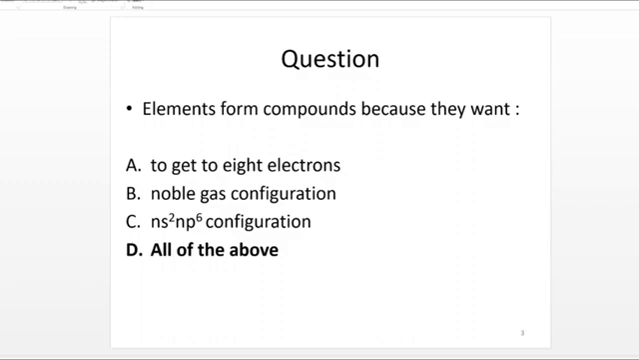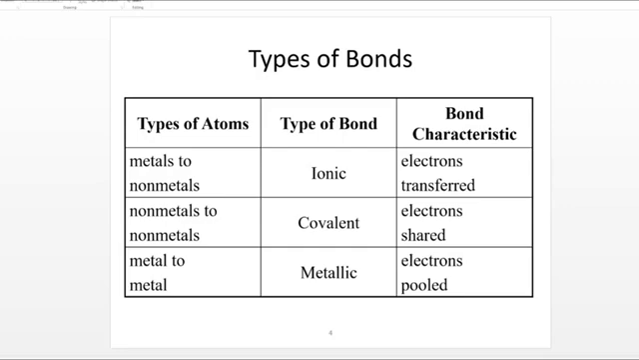Now, there are some elements that do not like to follow the octet rule or have 8 valence electrons, but we'll talk about those. There are different types of bonds. We've mentioned these in the past. Metals to nonmetals are ionic bonds. Nonmetals and nonmetals like to form covalent bonds. And metals to metals, we like to call metallic bonds.